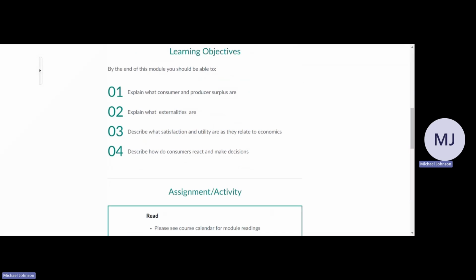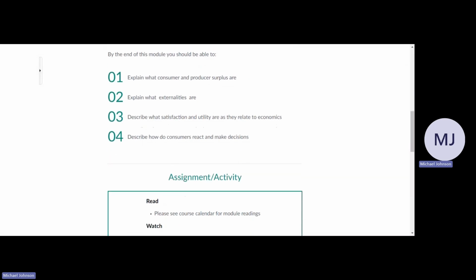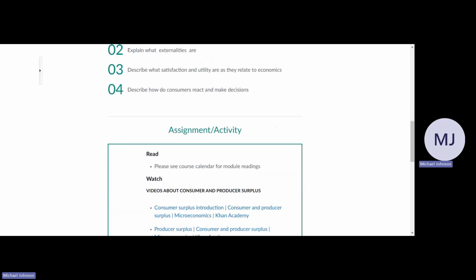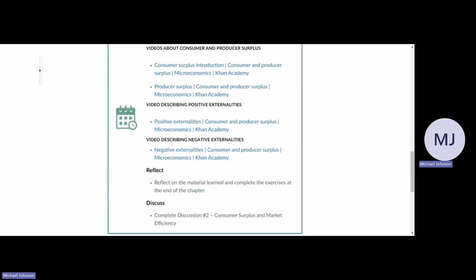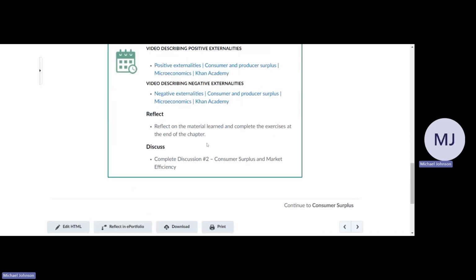About what consumer and producer surplus are, what externalities are. And I recommend watching these videos from the Khan Academy down here and doing the practice material in the e-textbook and complete discussion 2.